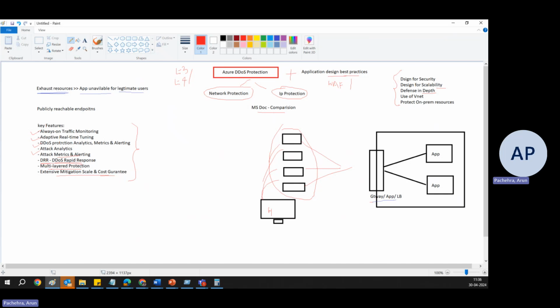Then, if you have your on-premises, you've got to protect them as well. Reduce the exposure of on-premises resources to the public internet by leveraging Azure capabilities. Deploy public-facing components of your architecture in Azure to utilize its advanced DDoS protection and reduce the load on on-premises resources. These are some architectural tips to design your application so that you can save your application from the DDoS attack, along with the Azure DDoS protection plus application design best practices.